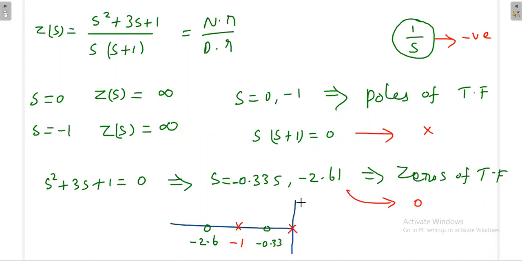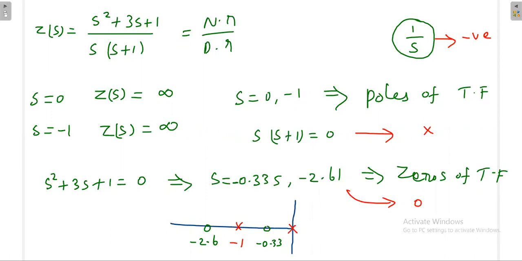Whenever you have an RC network, think about the capacitor. Capacitor means 1 by S, and that means negative angle. If you need negative angle, then definitely the poles have to be near the origin. Again, the other poles and zeros also contribute some angle, but this will dominate. That is the idea.